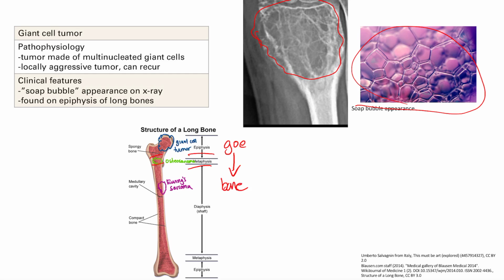Okay, so that wraps it up for bone cancers. And just remember that First Aid will tell you varying age distributions, but pretty much they're all in children. So for children with bone pain, you've got to be thinking about bone cancer. Alright, so that's it for bone cancers.